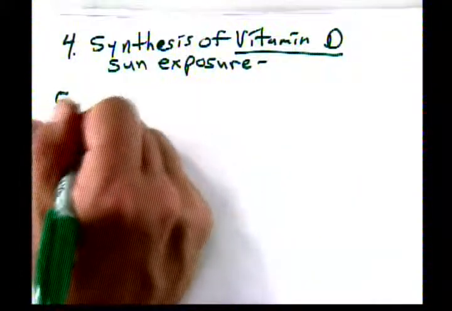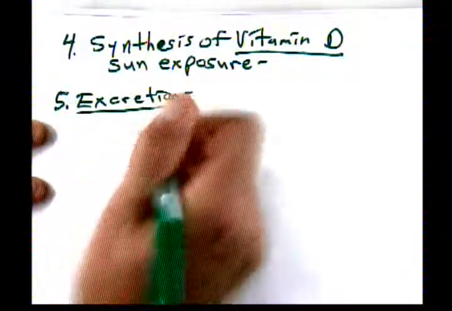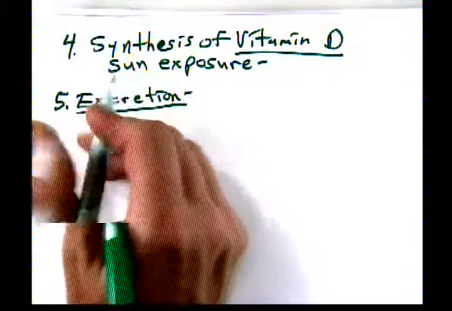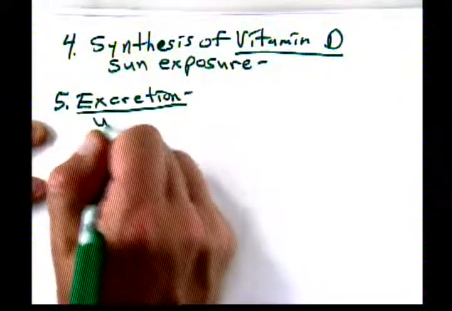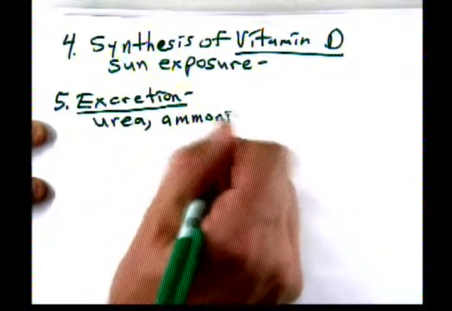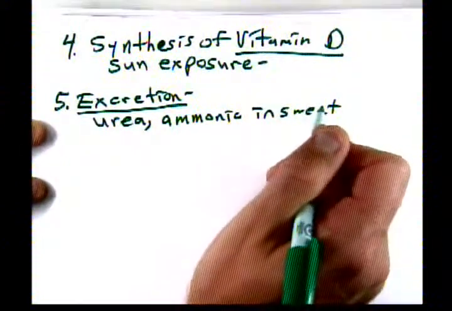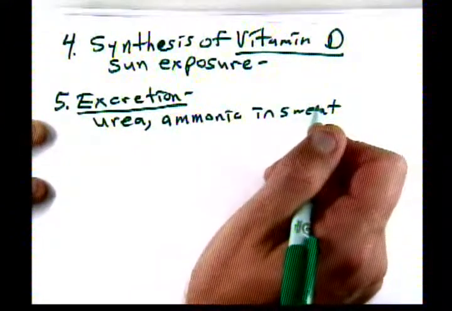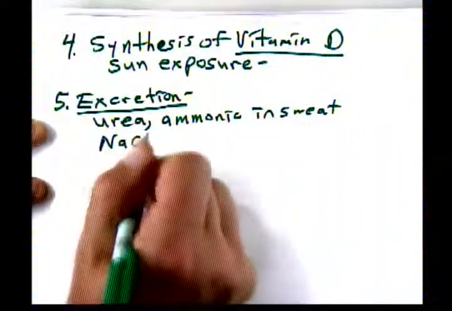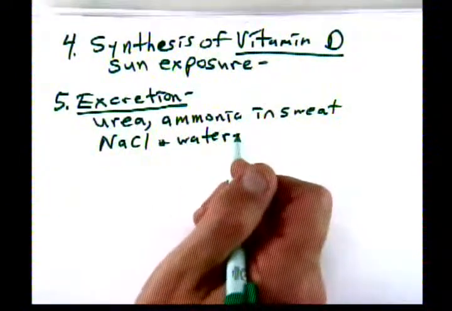Now, one last thing I just want to mention as far as functions. The skin does a limited amount of excretion. And when I say excretion, we've already talked a little bit about sweat, but it also secretes sometimes some urea and some ammonia in sweat. And that's a way of getting rid of some nitrogenous waste that we don't necessarily want. Okay? And we also lose sodium chloride and water through our skin, okay, as we sweat.